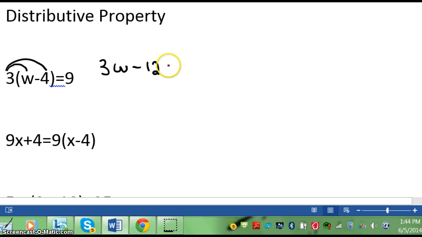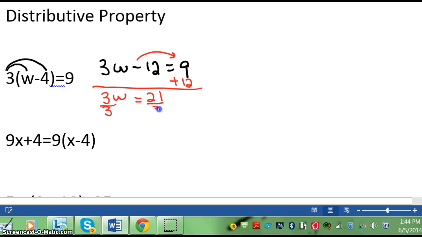So we have 3w minus 12 equals 9. And now we have to solve the simple equation. Bring the 12 over, make that plus 12. 3w equals 21. Divide by 3, divide by 3. W equals 7. Here's another one that we have.